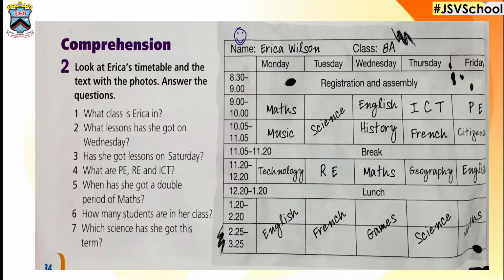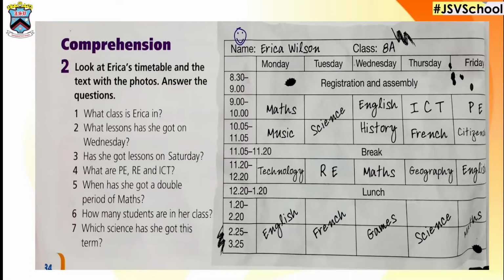Question number 3. Has she got lessons on Saturday? The answer would be no. Number 4. What do PE, RE, and ICT stand for? The answer would be physical education, religious education, information and communication technology.